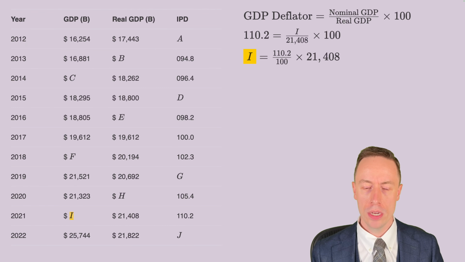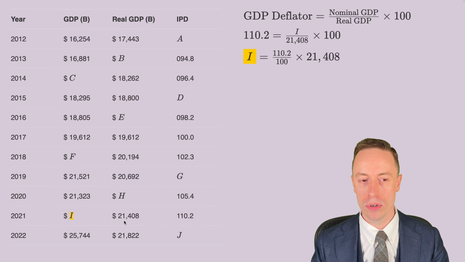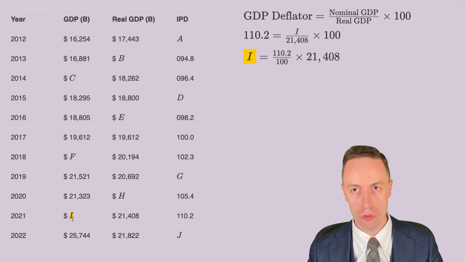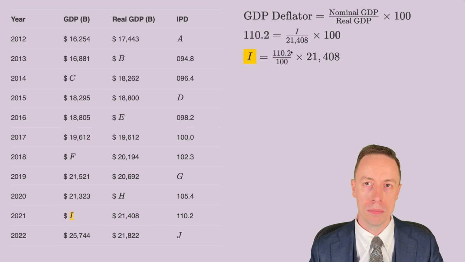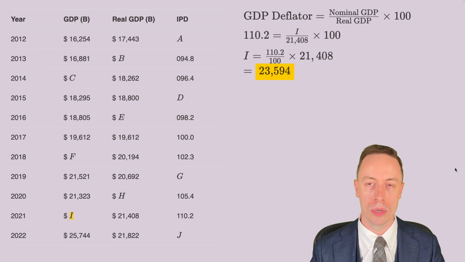Again, look what the math is doing for us here. The GDP deflator tells us prices are 10.2% higher than they were in the reference year. So if we are using chained dollars from the reference year, we have to increase that number by 10.2% to arrive at current dollar values for nominal GDP. That's this fraction right here. It's increasing the number by 10.2%. Or in other words, nominal GDP in 2021 was $23,594 billion.